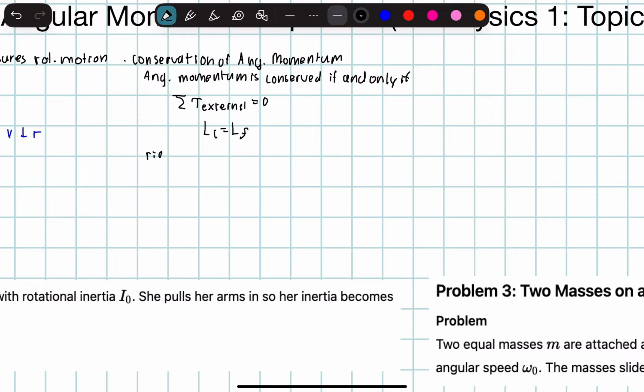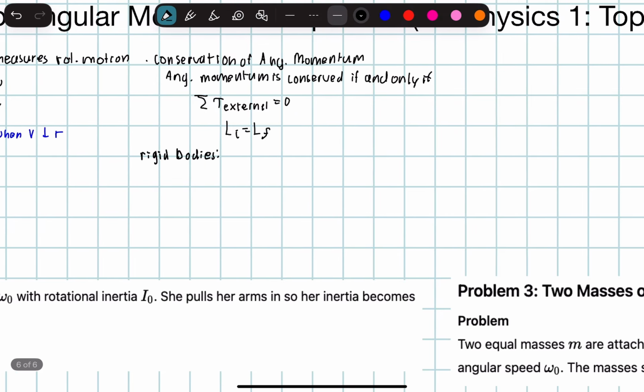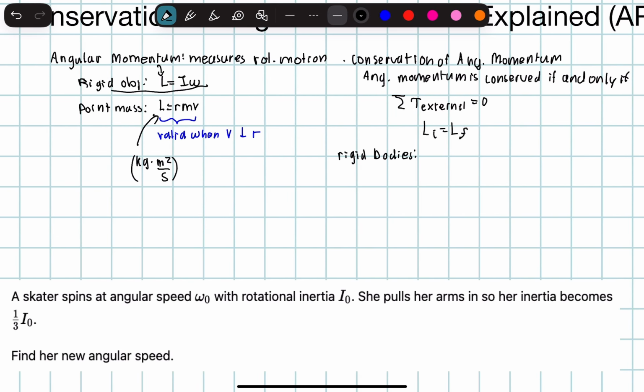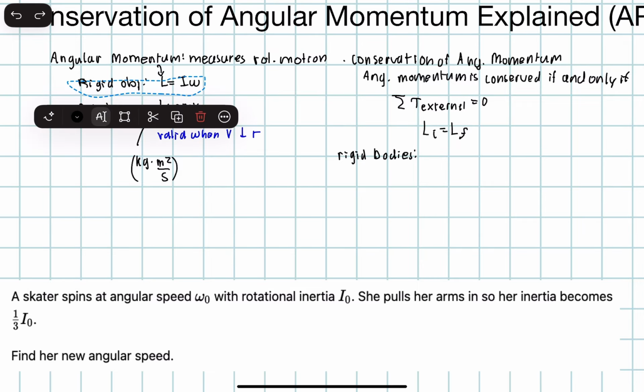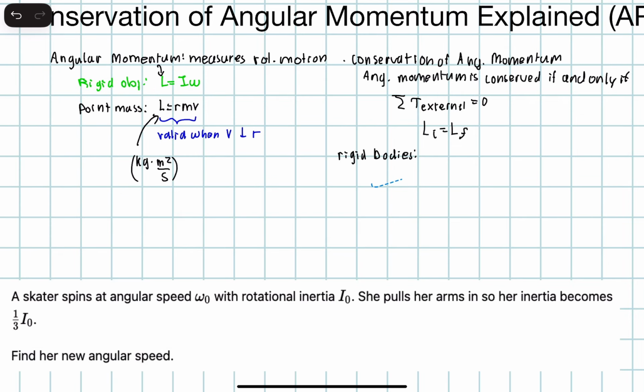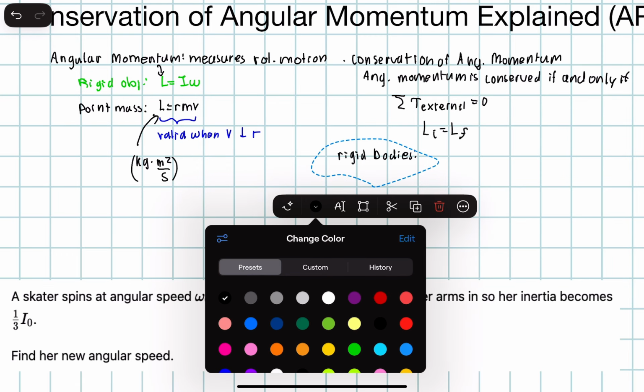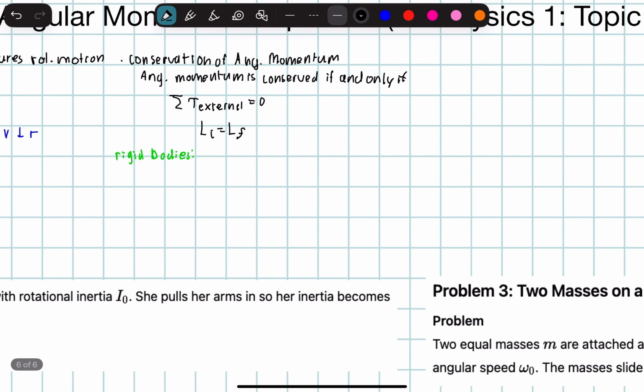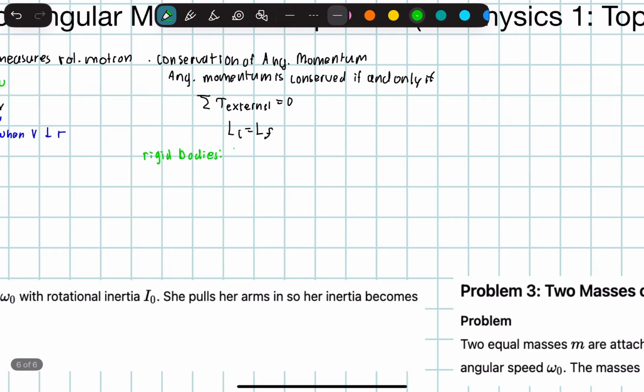And for rigid bodies, we are able to plug in the formula that we had here, which we'll just represent here. We're able to plug in our formula on both sides, and then we have I initial times omega initial is equal to I final times omega final.